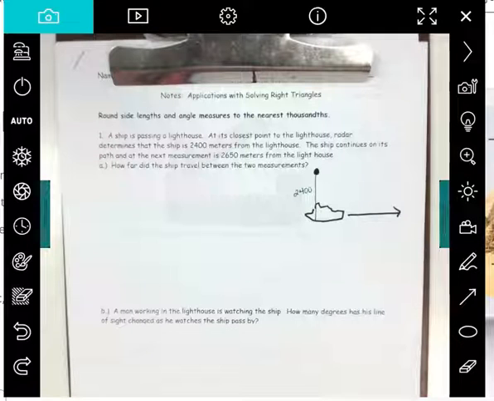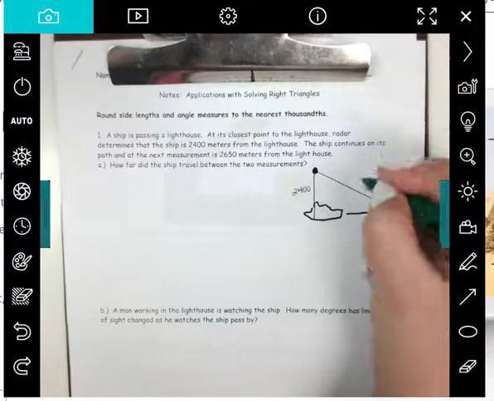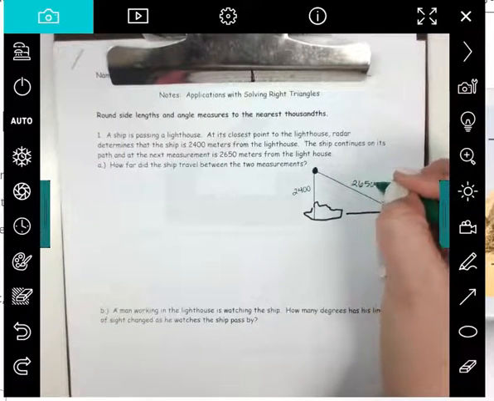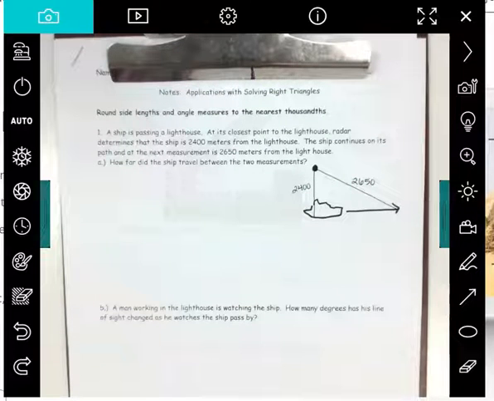Then the ship, driving along. Okay, then it says it continues on its path, and the next measurement is 2,650. If that's how far it is from the lighthouse, should I put it here? No, the distance from the lighthouse would be here. So, put your 2,650 as the hypotenuse. 2,650. Then it says, how far did the ship travel?